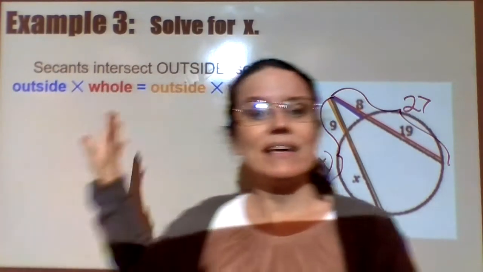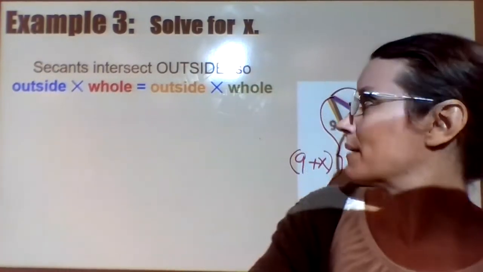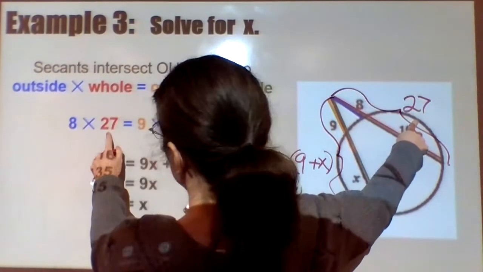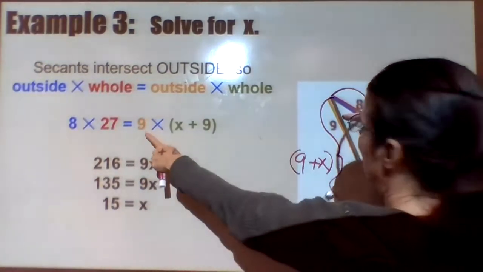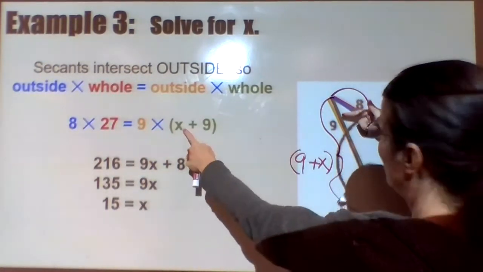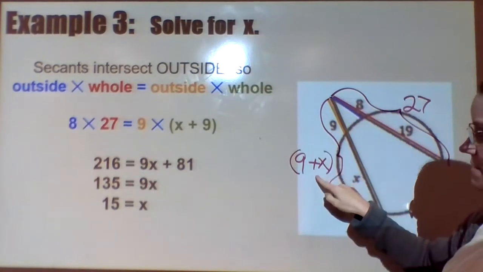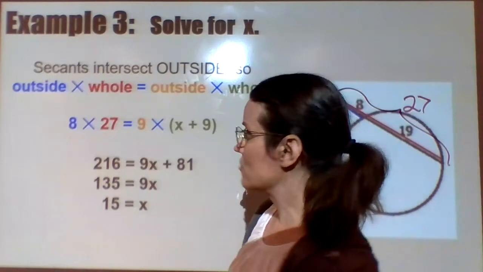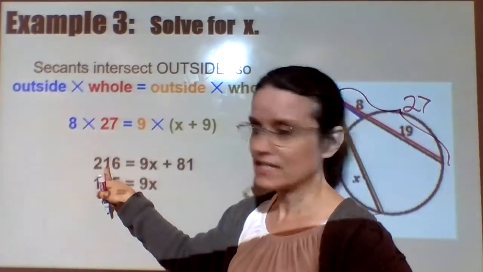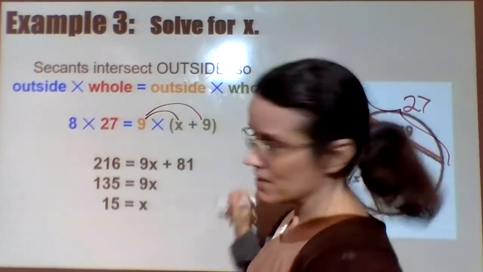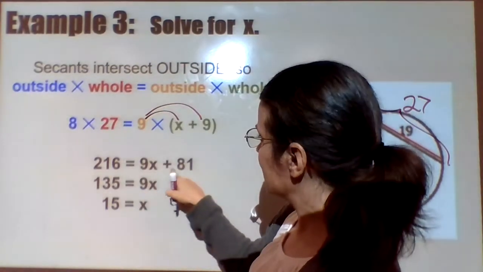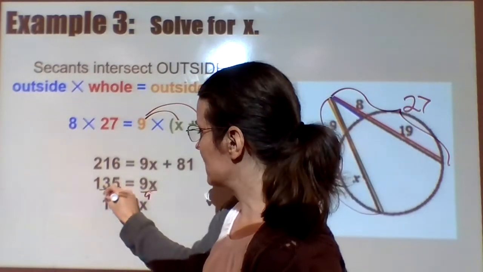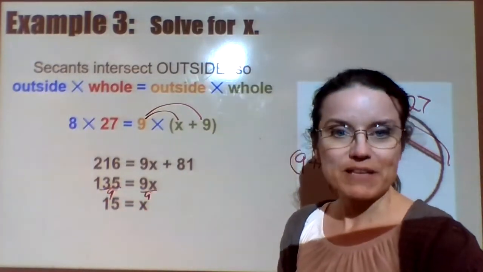So let's put that into our formula now. So I'm going to put my outside times my whole. So my 8 times my 27 is going to equal my outside, which is 9, times the green segment, which is 9 plus x, or x plus 9. Those are the same thing. And now I'm going to algebra. 8 times 27 is 216. I would distribute here to get 9x plus 81. Subtract from both sides, divide both sides by 9, and x comes out to be 15.